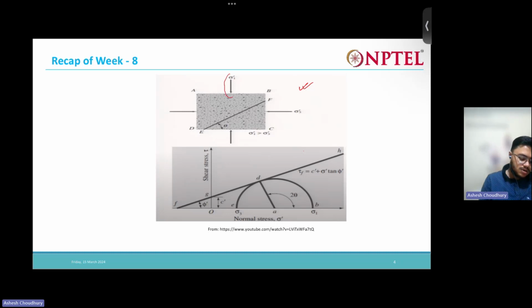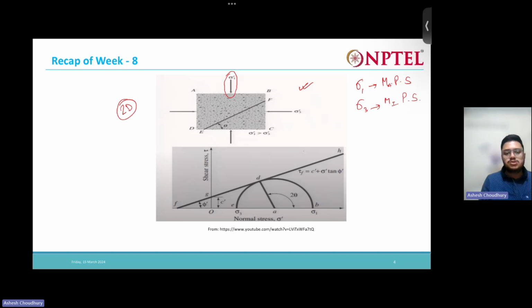We are applying stresses. Okay, so this sigma 1 is greater than sigma 3. So this is 2D, two dimensional. So sigma 1 is our major principal stress, and sigma 3 is what? Minor principal stress. Okay, minor principal stress.